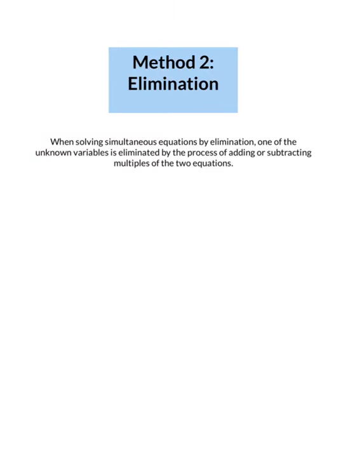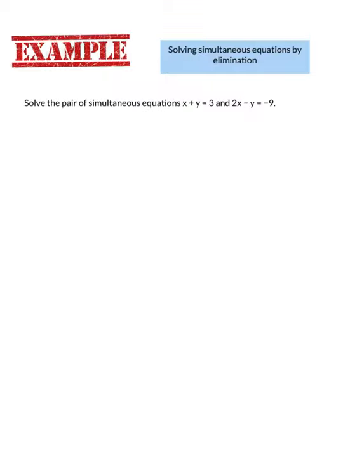Okay, so method 2, the elimination method. So this method involves adding or subtracting the linear equations together. It can be a little bit more challenging, but let's have a look. Alright, so solving simultaneous equations by elimination. Solve the pair of simultaneous equations, x plus y equals 3 and 2x minus y equals negative 9. Now you'll see that in contrast to the example where we used substitution, the variables are on the side together and they're the same variables. All right, there's a key thing to look out for.